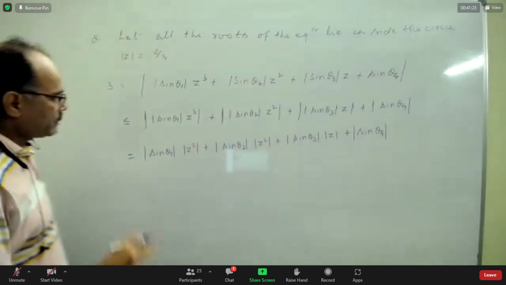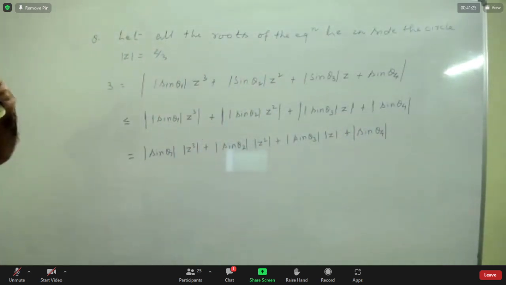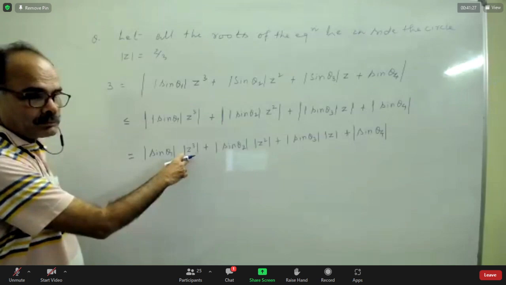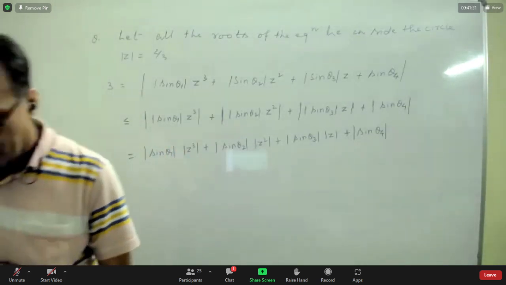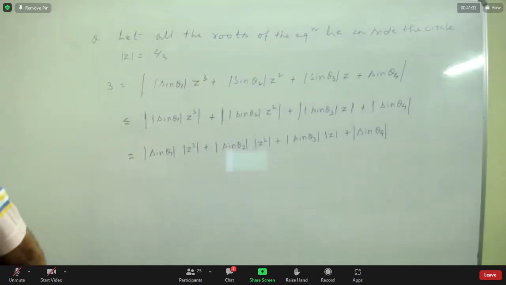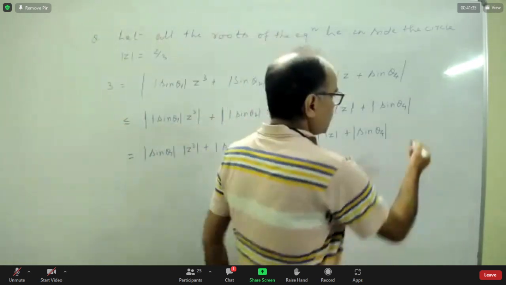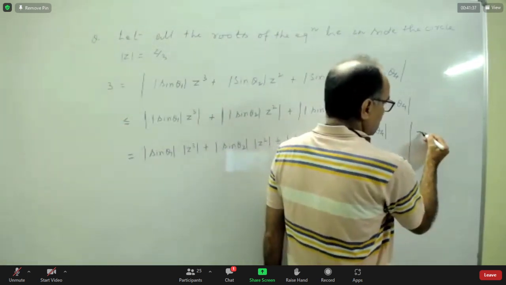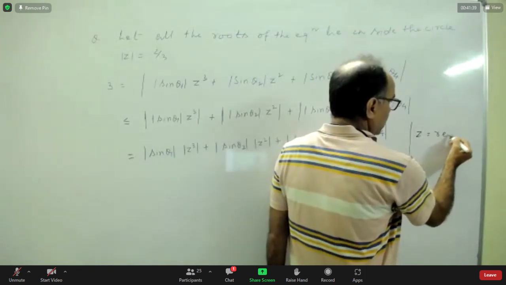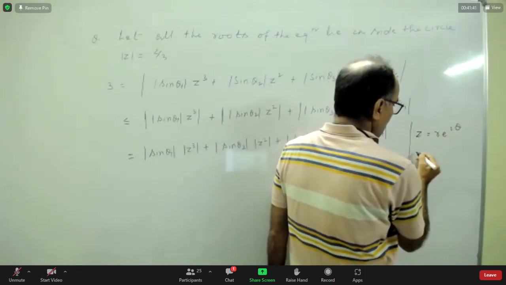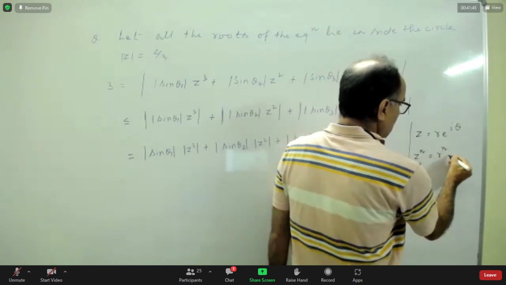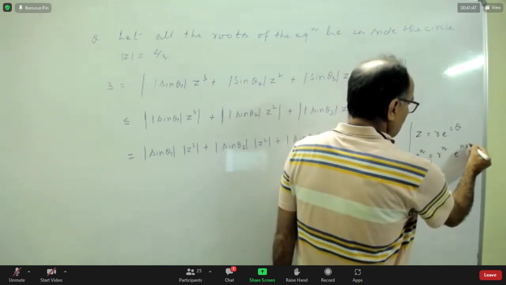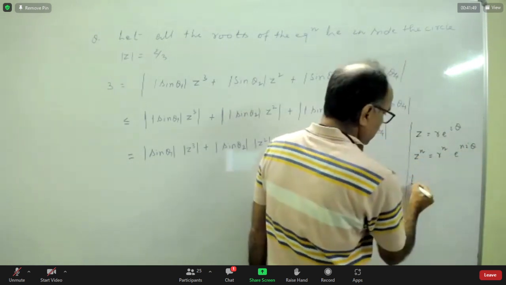Now again taking the upper limit of all sin thetas, and mod z cube equal to mod z whole cube. I told you the reason in the last class. Suppose z is r into e to the power i theta. What is z to the power n? R to the power n into e to the power n i theta. So what is mod of z to the power n?